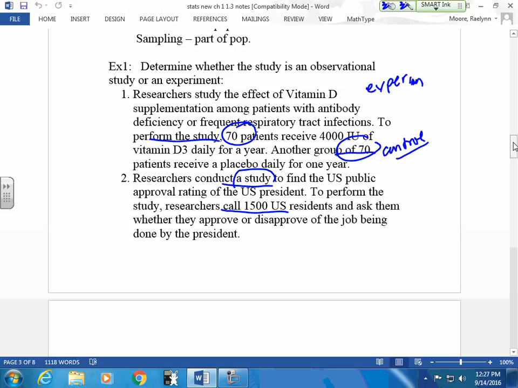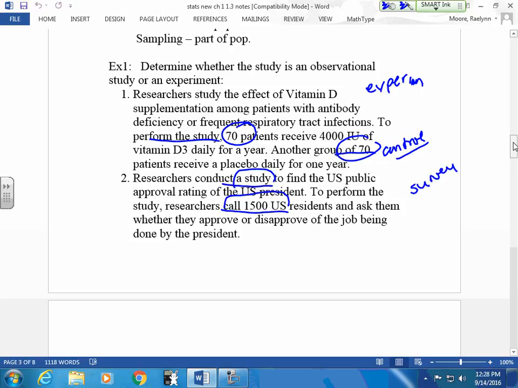Yeah, but how would I get their information? Survey. I have to ask them, don't I? Observe, I just watch them and I record. But if I'm going to call, I need to call them and ask them. I call you on the phone. Do you approve or do you disapprove of the president? You have to tell me I approve, I disapprove. Okay? Of the job being done. So this is a survey.